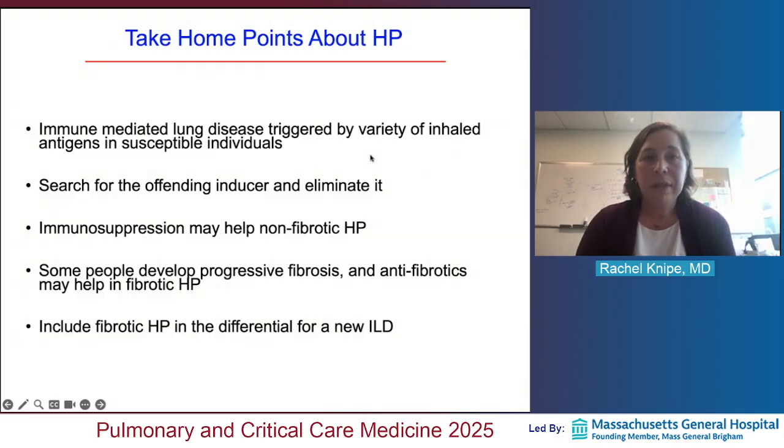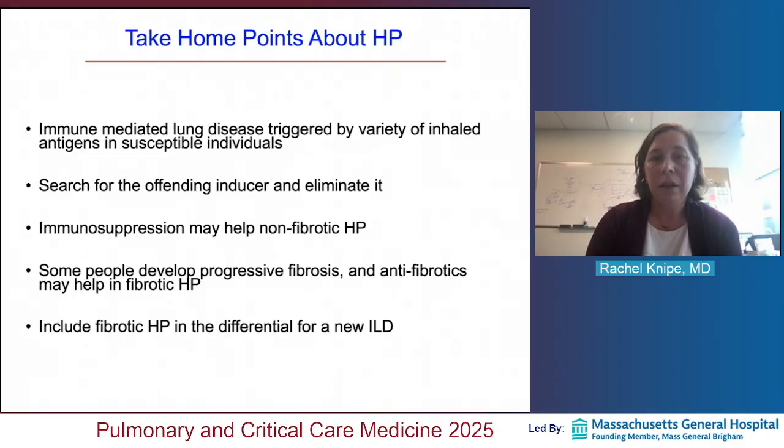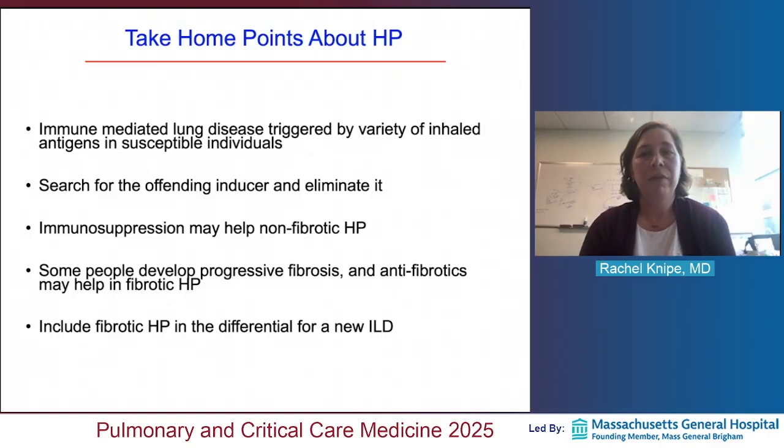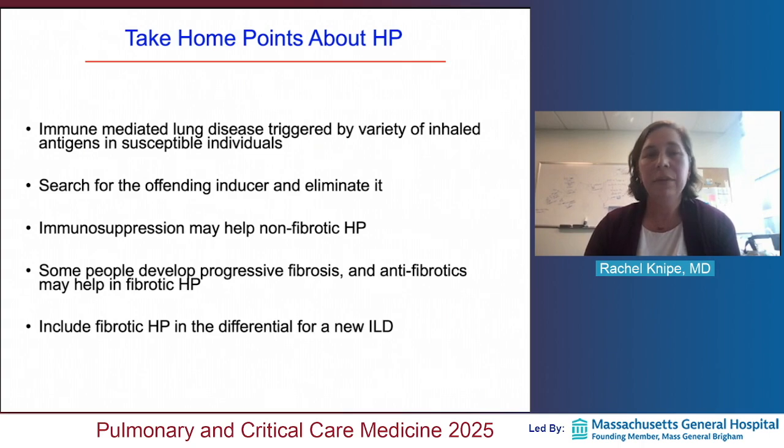Okay, so take-home points for HP. This is an immune-mediated lung disease, which is felt to be triggered by a variety of inhaled antigens in susceptible individuals, whether this is a second-hit environmental exposure or genetic predisposition. We don't know. We're not really currently testing for those things, but in the future, we may, and I think that would be really, really interesting to learn.